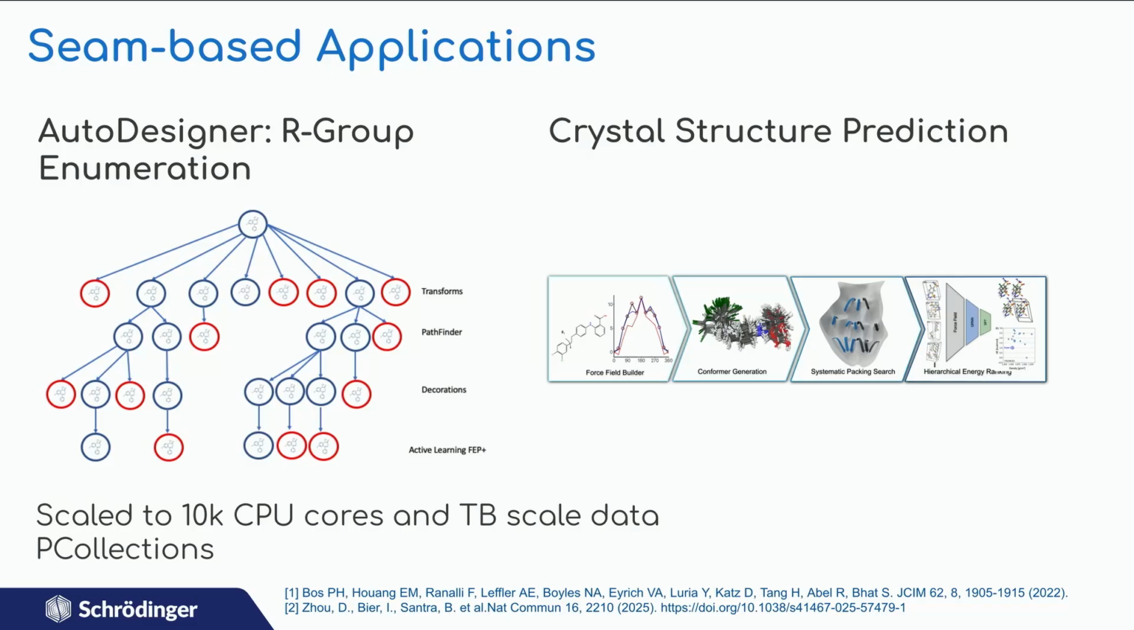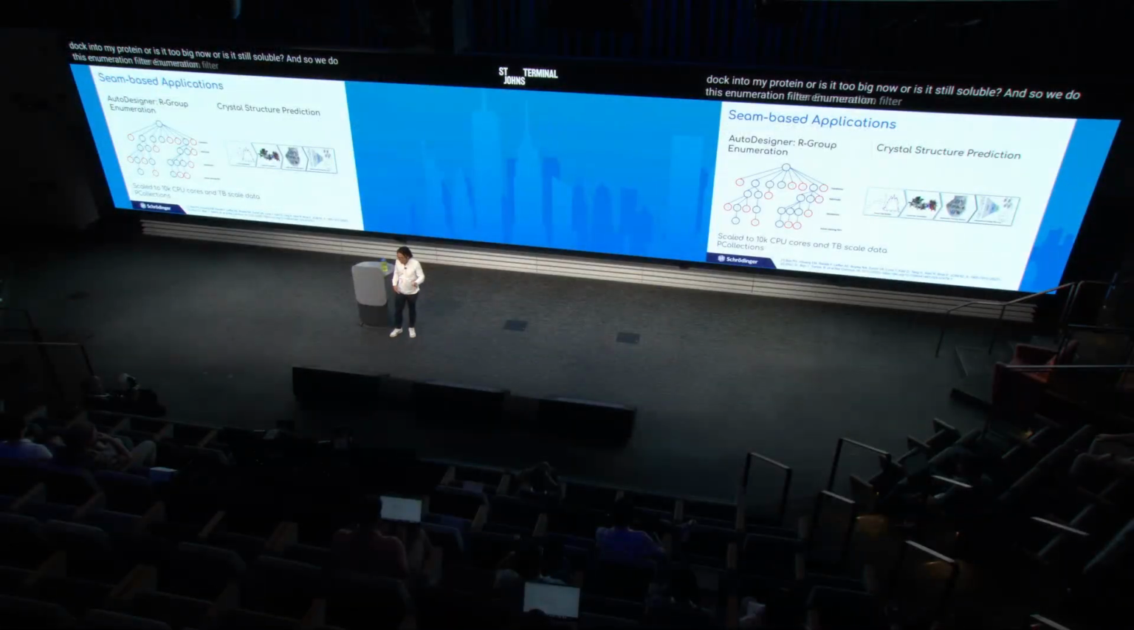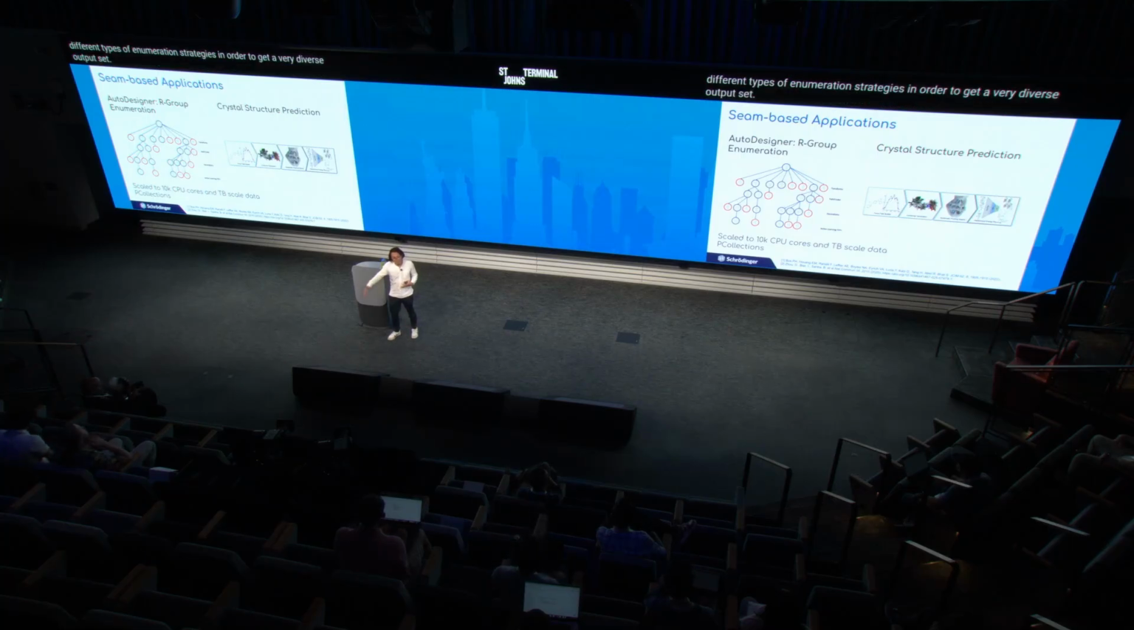AutoDesigner is made up of 3 iterative enumeration stages followed by a bunch of filters. So you basically replace one part of the R group, and then you see, can it still dock into my protein? Or is it too big now? Or is it still soluble? And so we do this enumeration, filter, enumeration, filter, enumeration, filter with different types of enumeration strategies in order to get a very diverse output set. And then at the very end, we have a very strict set of filters to then give to the user high quality compounds that they can consider next.